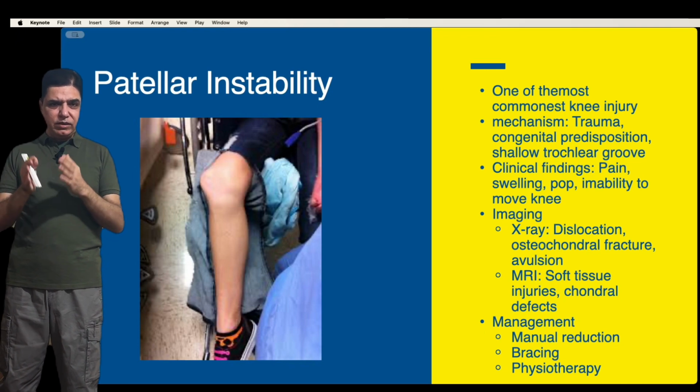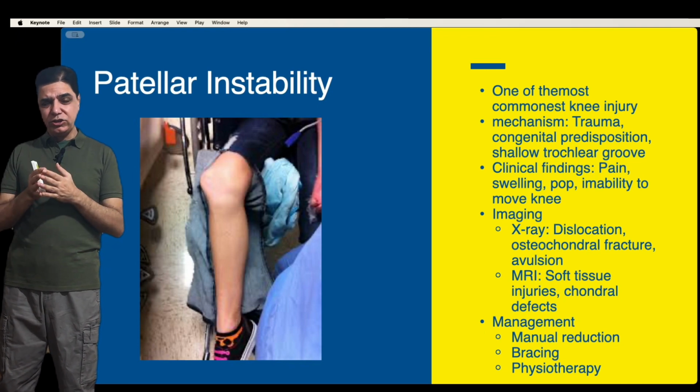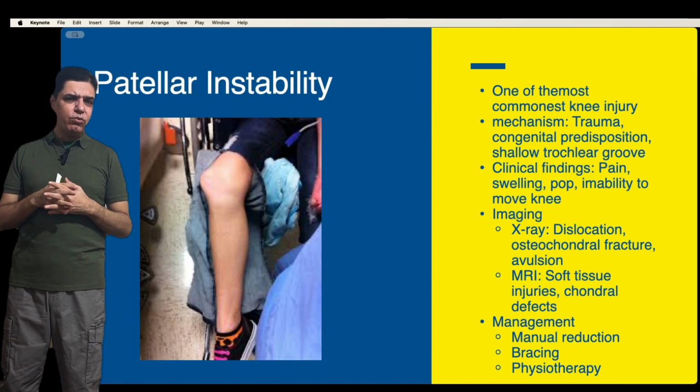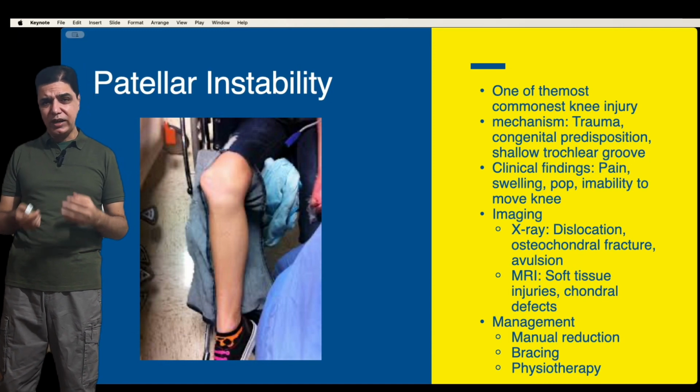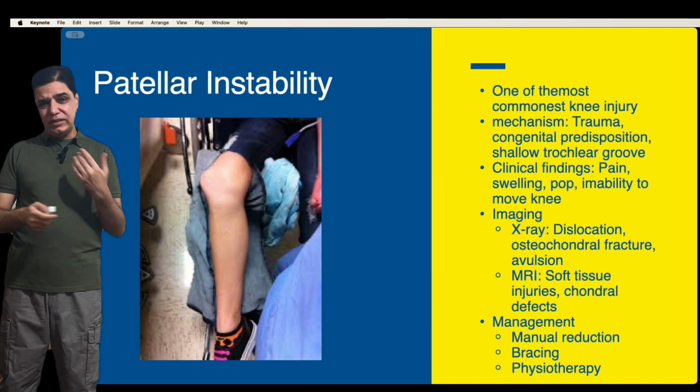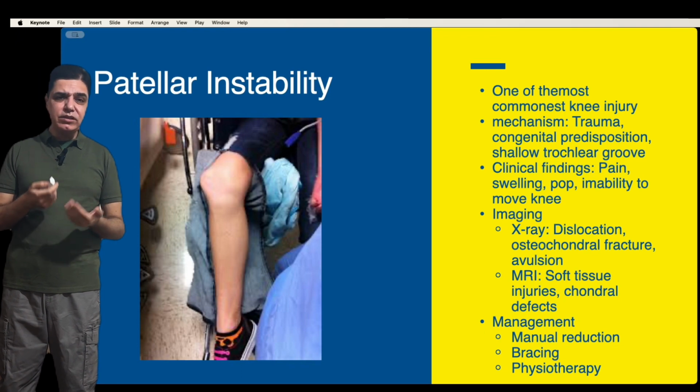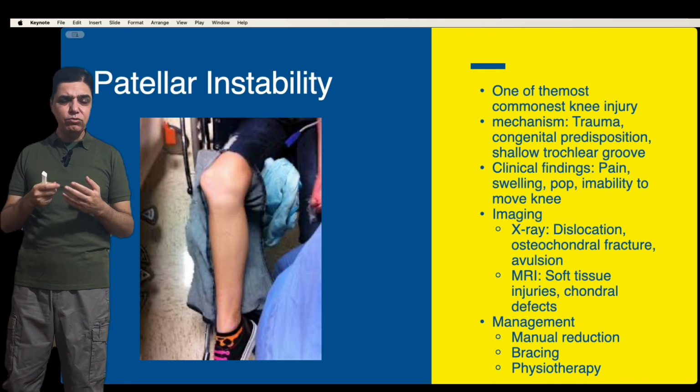So the treatment is, number one, manual reduction by hyperextension of the knee, flicking the patella back into place, and bracing. Once everything settles down and there are no fractures, then obviously they have to undergo physiotherapy. Some people have repeated patellar dislocations as well, so they need to develop their muscles.